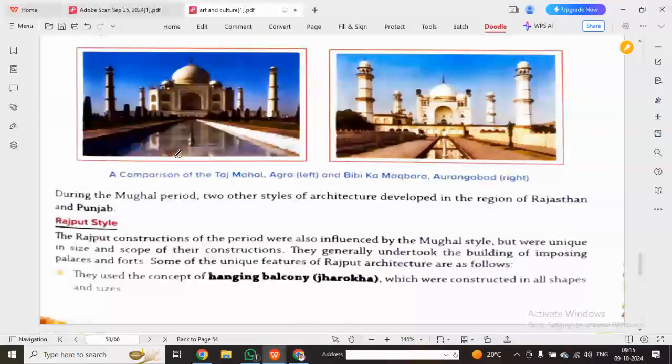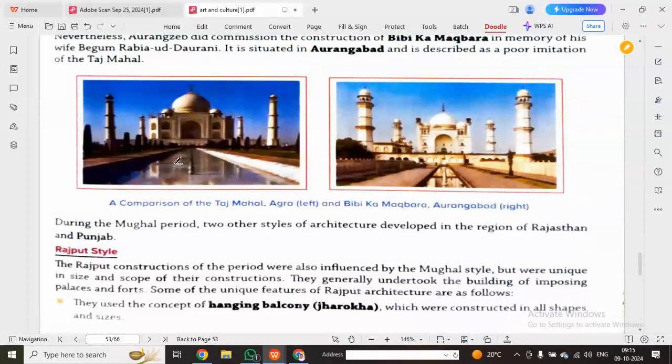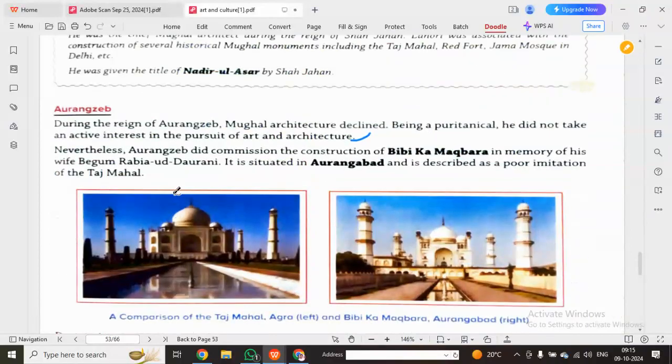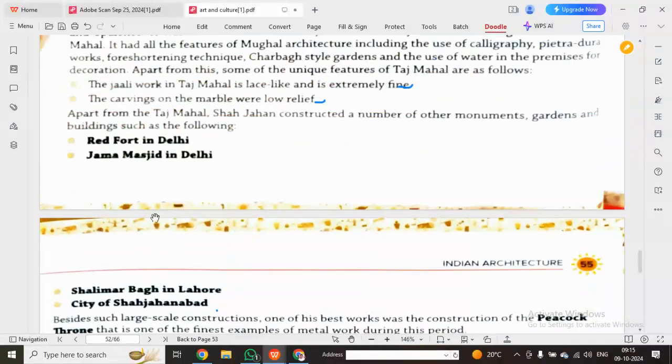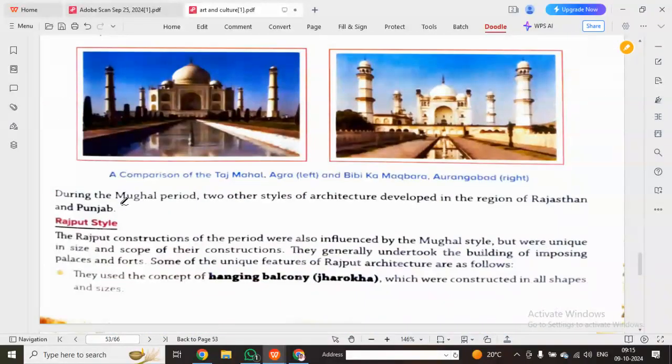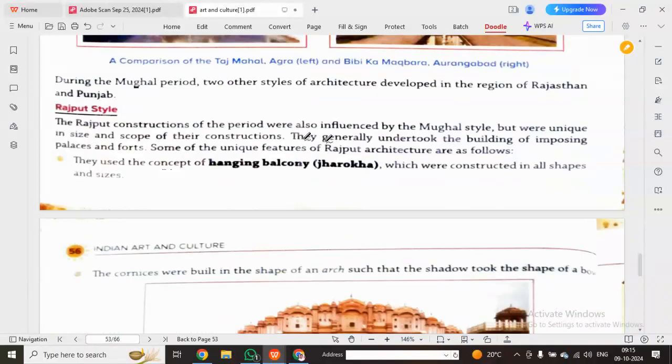Hi guys. So in the last lecture we saw the Mughal architecture and different Mughal rulers, Aurangzeb, Shah Jahan, Akbar, Sher Shah Suri, etc. And now we are moving towards the Rajput style. So let us dig into that. Rajput construction.